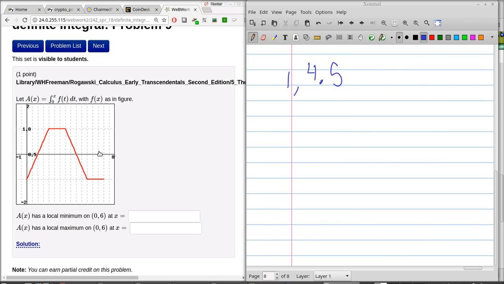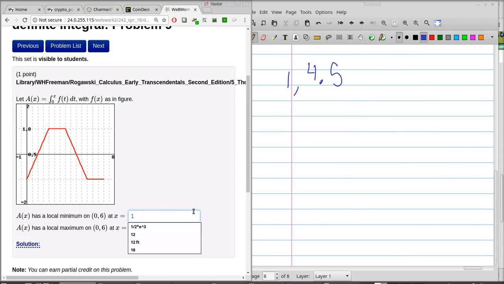And the question now is which one is a maximum and which one is a minimum. So this function is the area so far, so it has a lot of negative area accumulated at this point, so I doubt that that is the local maximum. It's probably the local minimum. So I'm going to put 1 as where the local minimum occurs. And the other one is probably a maximum because you're accumulating a lot of positive area until you get to there, and then you start to lose some. So it makes sense that that would be the maximum of the area so far function.